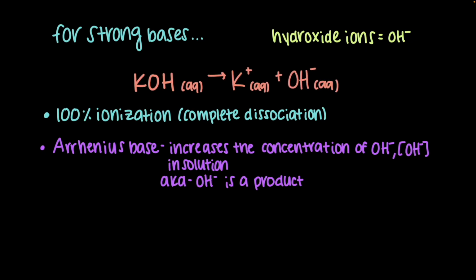One of the strong bases is KOH. KOH will have 100% ionization, creating K+ and OH-. KOH increases the concentration of OH- in solution, which we can see as OH- being a product in the equation.